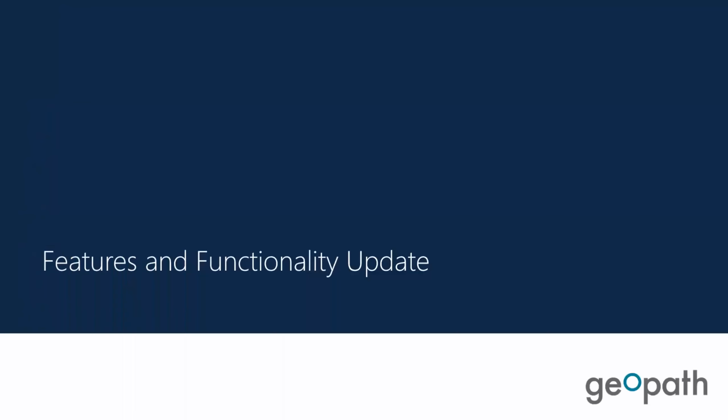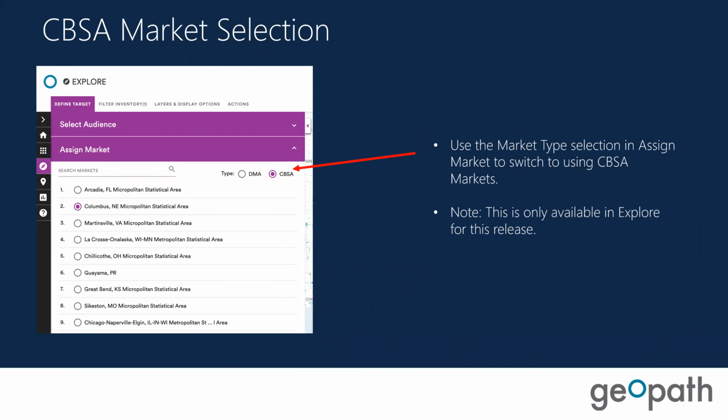Now, some of the recent updates to the Insight Suite. Not too many this month, but a couple of interesting ones. In the Explore module, in the Define Target area, you previously would always be filtering for DMAs, but now you can choose whether to filter at a DMA level or a CBSA level. That's a nice change, and it doesn't mean that's as granular as you can get. In the filter inventory section, you can get a little more granular. But for now, at the Define Target section, you can choose DMA or CBSA.